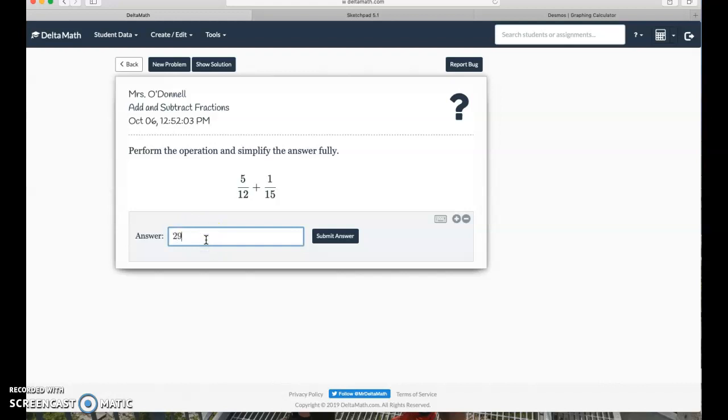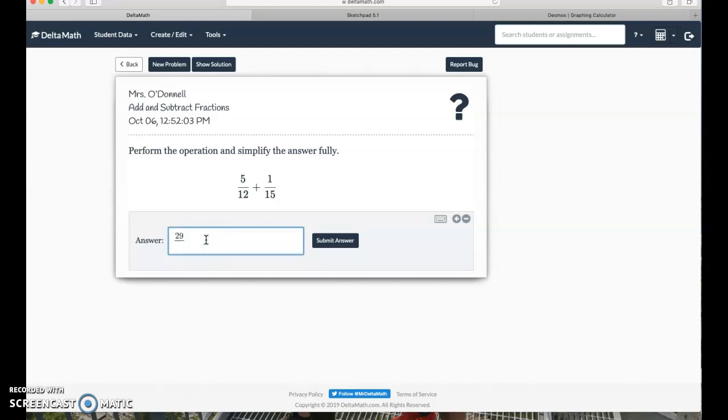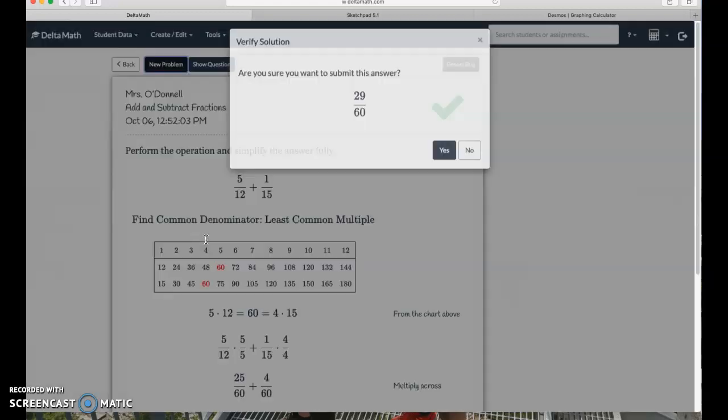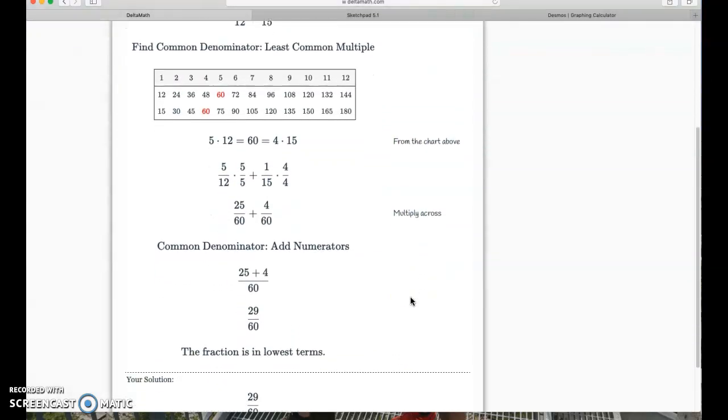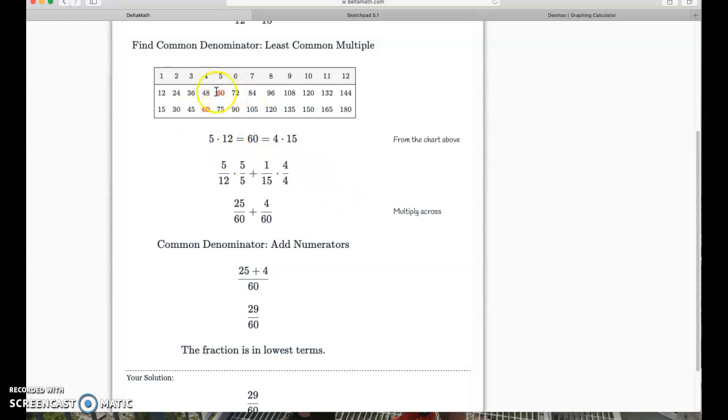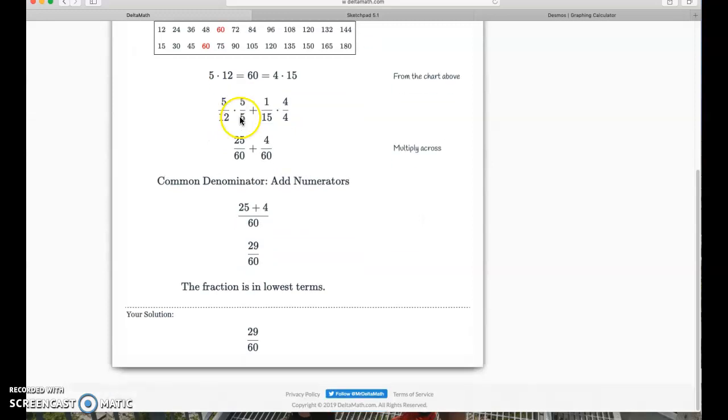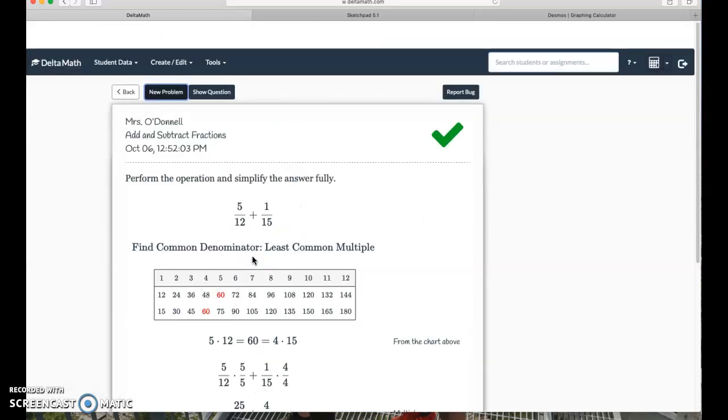So let's go ahead and type that in, see what Delta Math says. Enter, enter. Yes, okay, cool. They liked it, and they kind of walk us through. Same deal. Here they're looking for the least common multiple, and if you did it this way, you wouldn't have had to reduce at the end. You would have just gotten the 29 over 60.